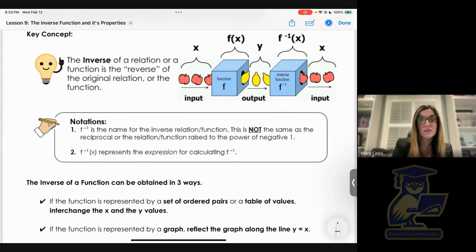F inverse of x represents the expression for calculating f inverse. And that's really, really critical. I don't want you mixing those up. Okay, that just is the notation used for the inverse.